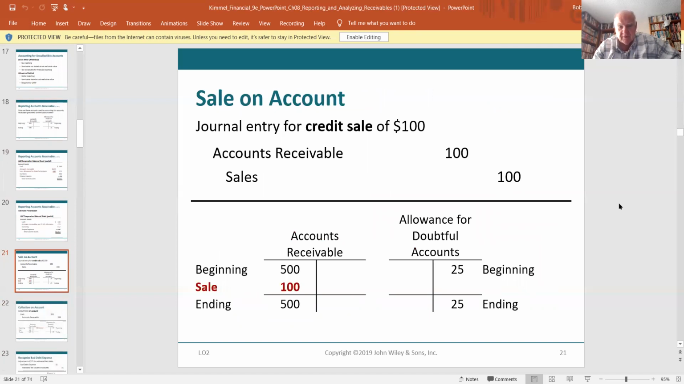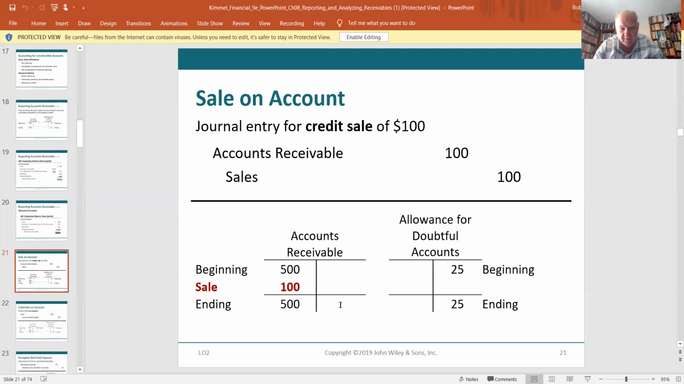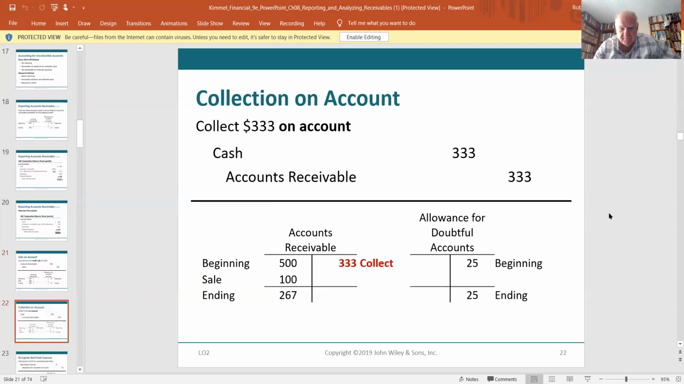Okay, here we go. Well, we have a sale for $100. And we collected $333 against that sale. So that brings the balance down to 267. We have a typo here. We have a beginning balance of 500, then a sale of 100. That number should read 600. So that's another bad slide. So here we have 500 plus 100, which we know is 600, and we collected $333. We credit accounts receivable, and we come up with that new balance there. We're going to debit cash.